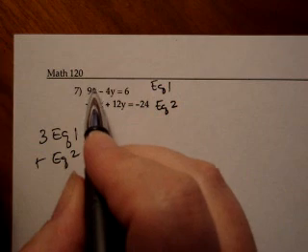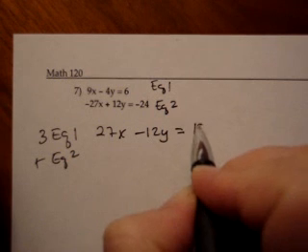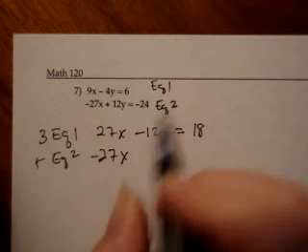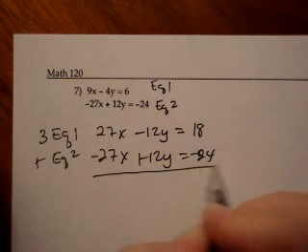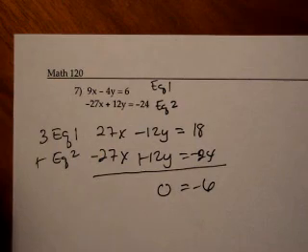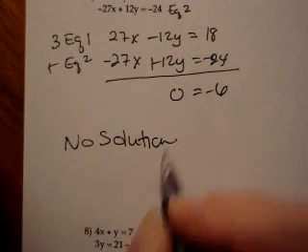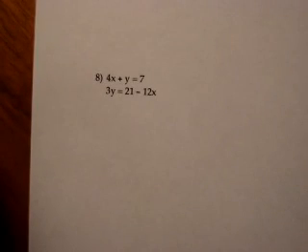So 3 times equation 1 becomes 27x minus 12y equals, don't forget the other side, 18. Equation 2 remains the same: negative 27x plus 12y equals negative 24. All of my variables subtract out, so I get 0 is equal to negative 6, which once again is false. So we know that this system has no solution. And remember, in class we discussed that the graphs of these two lines would then be parallel. They never cross.